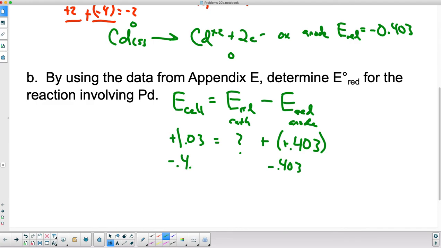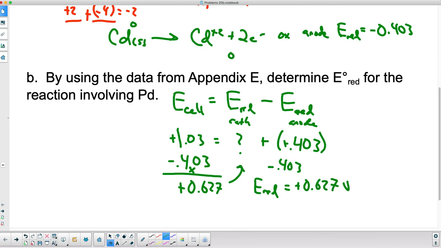Yeah, no, that's written correctly, but that point should not be there. 3 like this, and that gives me a positive 0.627 or something like that. Yes, I'm almost positive that's what it is. Okay, so this right here is the E reduction of the palladium reaction, and that's volts. Excellent. So that is just that one. I'm going to stop here so that this doesn't get too long.